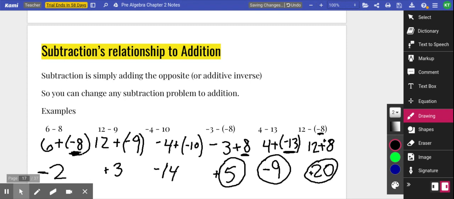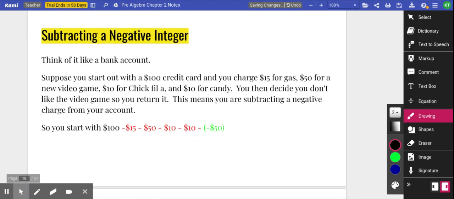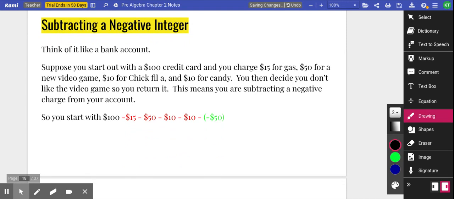Okay, I know that's a little bit confusing when we're subtracting a negative value, so let's see if this helps us understand. Think of it like a bank account. Let's look at an example. We start off with $100 on a gift card that we can use to spend. Maybe you got a little Visa card for Christmas with $100. We'll say, thanks, Aunt Linda, for the nice gift.